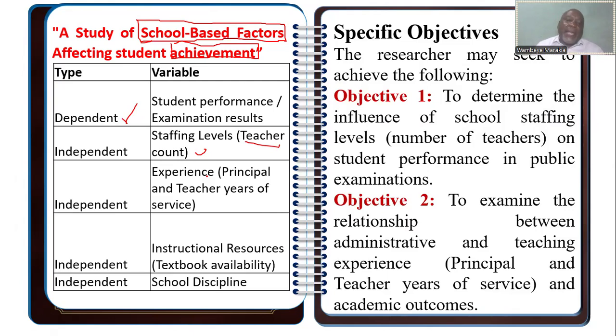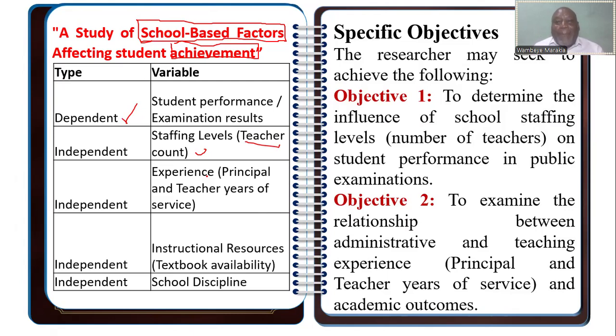Another one is school discipline. So I'm going to use these 4 independent variables to see how we can come up with a multiple linear regression, so that we see whether the staffing level, the teachers on duty in the school, the years of experience the principal or the teachers have, the instructional resources, the number of textbooks available, and the school discipline can predict the performance of a school.